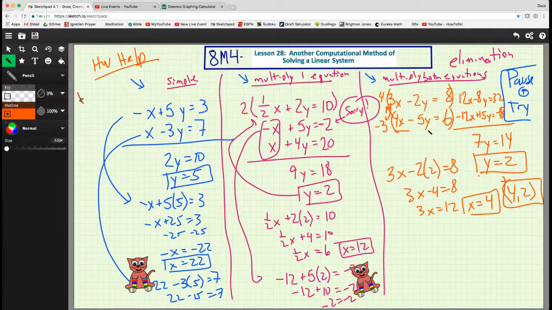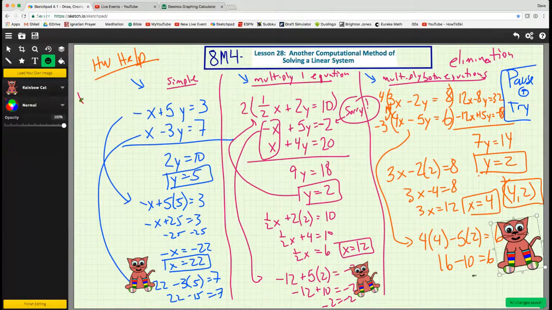And let's check on our second equation. And we get 4 times 4 minus 5 times 2 equals 6. Does 16 minus 10 equal 6? It sure does, happy cat.